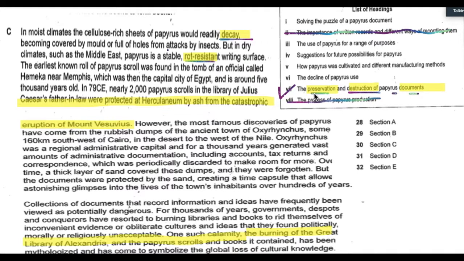Then here, if you see, a thick layer of sand covered these dumps. They were forgotten. Documents were protected. Time capsule, potentially dangerous, and then finally they were prone to some catastrophes, such as calamity, burning of the great library of Alexandria, papyrus scrolls and books it contained. So it is nothing but talking about preservation and destruction of papyrus documents. So now we have moved with A, B and C. We are left with 2 passages and we have completed 3 answers.